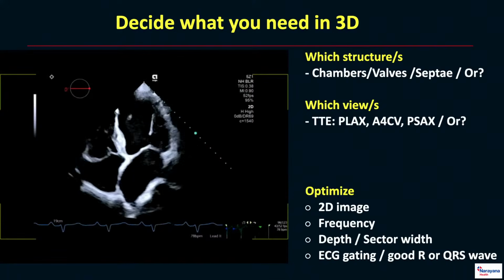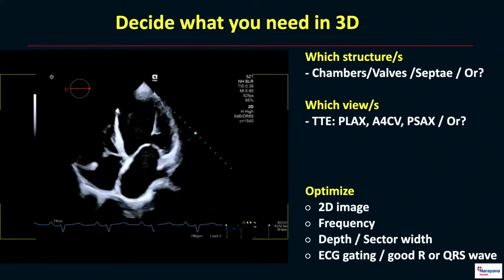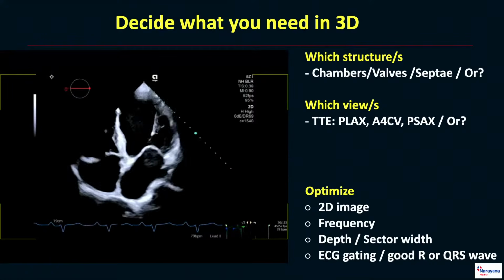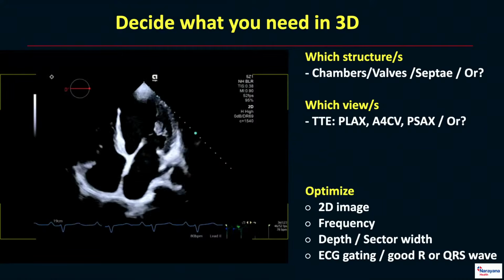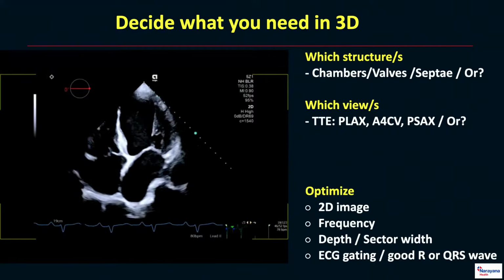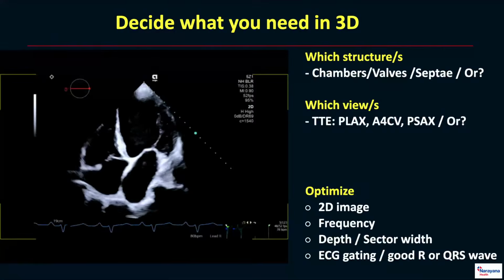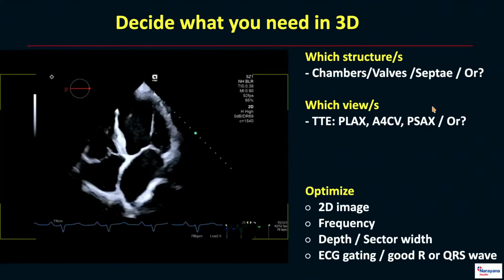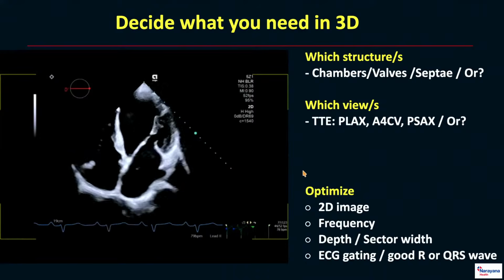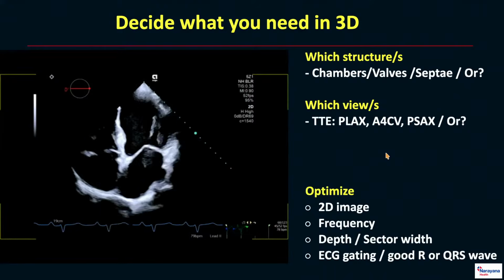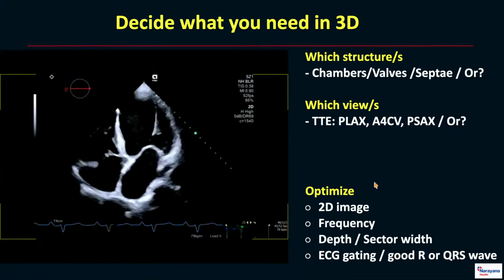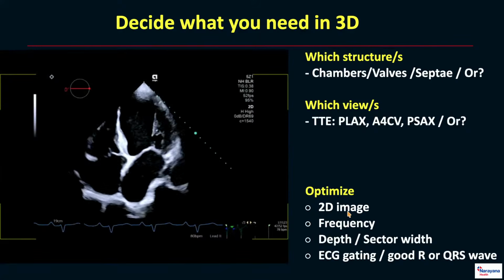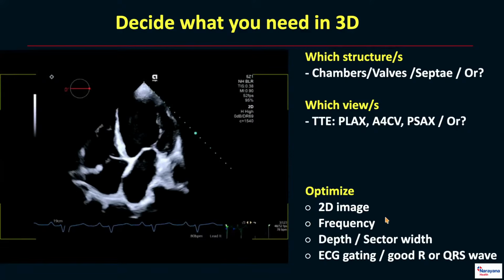First and foremost, you have to make a decision as to what structure you are looking at. You just can't say that I'm going to do 3D without knowing what you're going to do. So have clarity there, what structure you're going to look at, what is it that you're trying to find out. And that is when things get a little more focused. So either the chambers, valves, septae, or something else. And which view you're going to look at, which is the optimal view and which is the recommended view. And once you've decided, then you look at the image and see if the image is good. A good 2D image usually translates into a good 3D image.